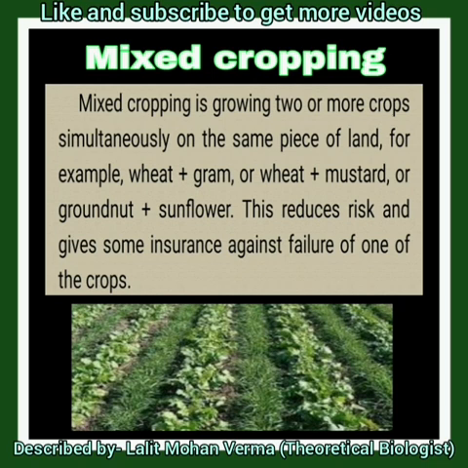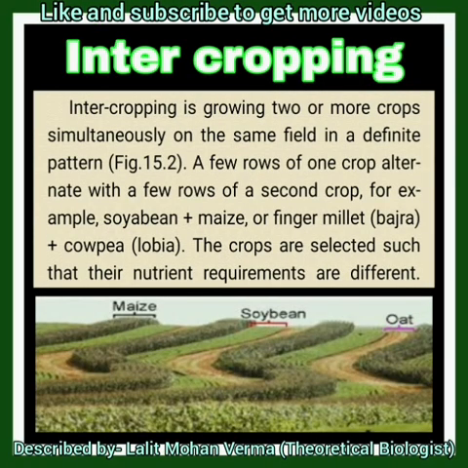Growing two or more crops simultaneously on the same piece of land is known as mixed cropping. Farmers have been growing two or more crops together on the same piece of land for many centuries. In India, different crops are used in mixed cropping. For example, soybean plus pigeon pea, sorghum plus pigeon pea, maize plus urd bean, etc.